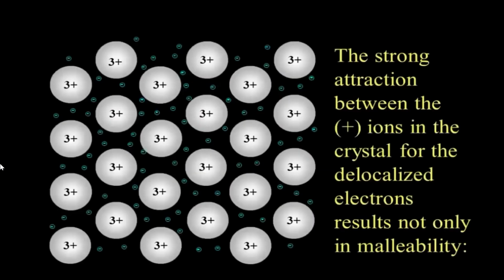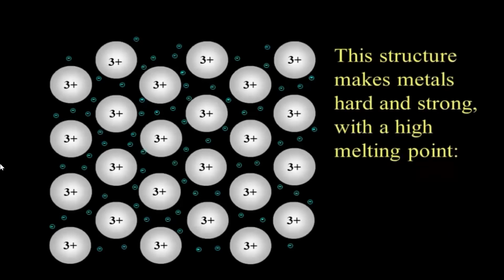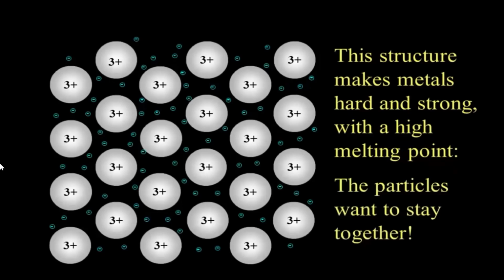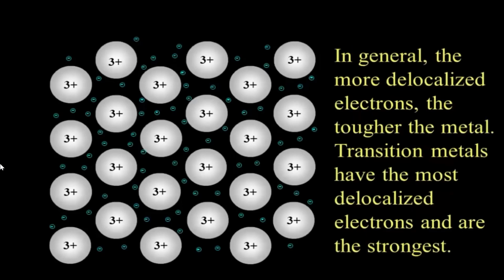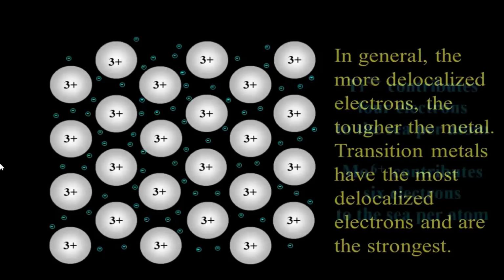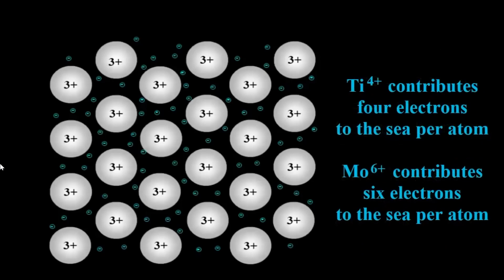So why would this very strong attraction result in other properties? How about their strength and high melting point? Well, the atoms want to stay together. They're very attracted to the sea of electrons. And so therefore, the higher the amount of valence electrons given to the sea of electrons, the tougher the metal, the harder it is, and the higher the melting point. Transition metals in particular, like titanium and molybdenum, each contribute a large amount of valence electrons.